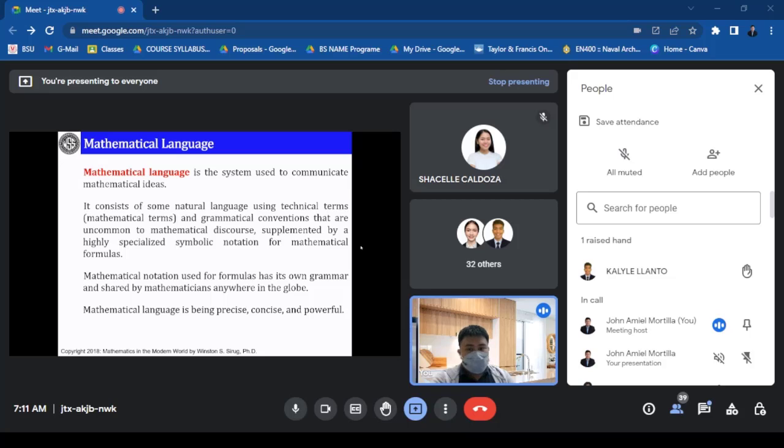Okay, so it consists of some natural language using technical terms, mathematical terms, and grammatical conventions that are uncommon to mathematical discourse, supplemented by a highly specialized symbolic notation for mathematical formulas. So, mathematical notation used for formulas has its own grammar and is shared by mathematicians anywhere in the globe. Mathematical language is precise, concise, and powerful.